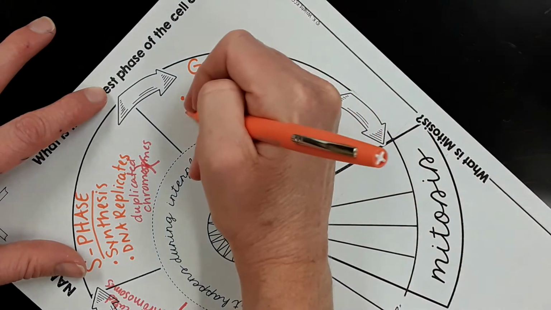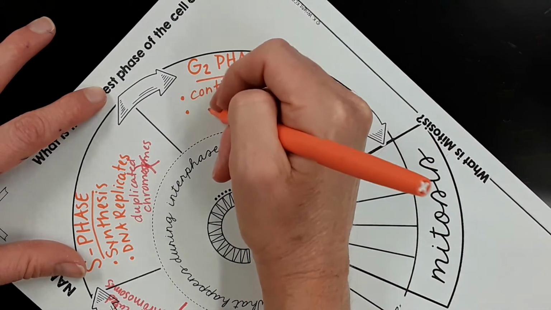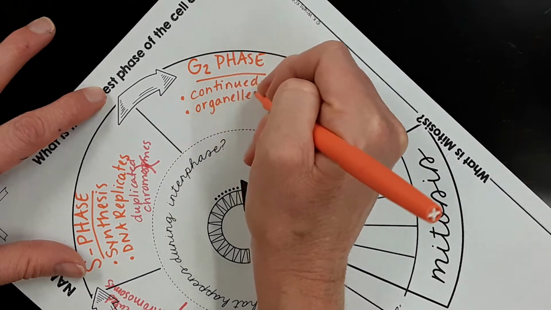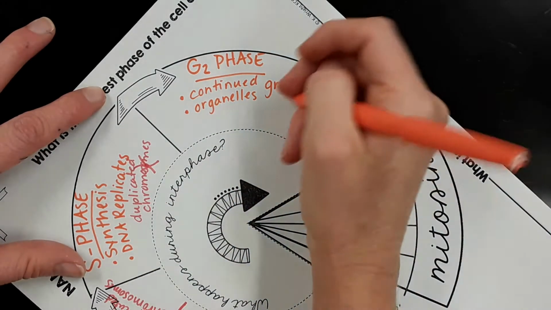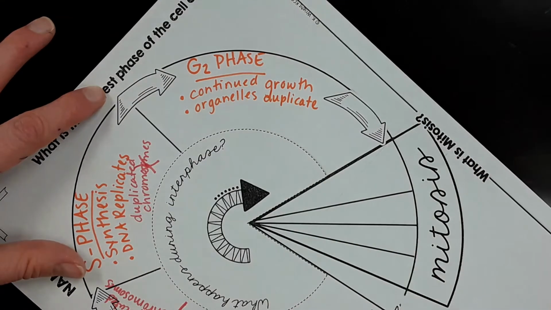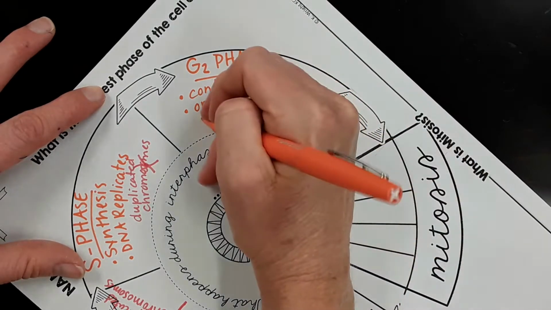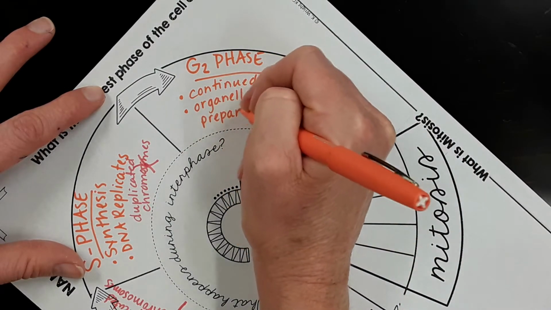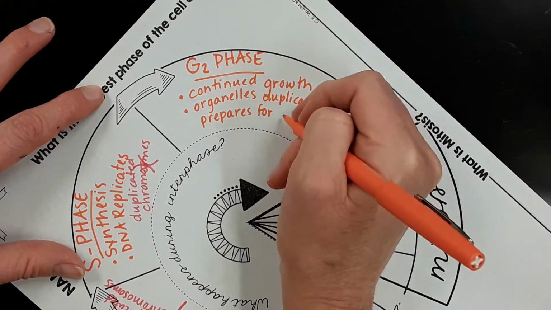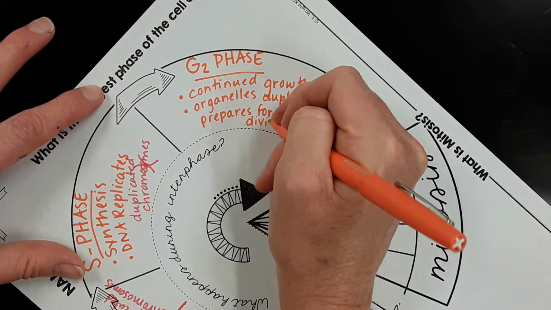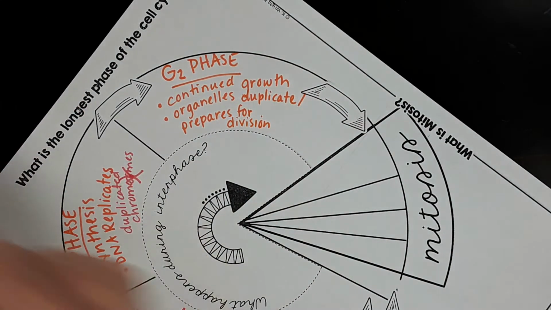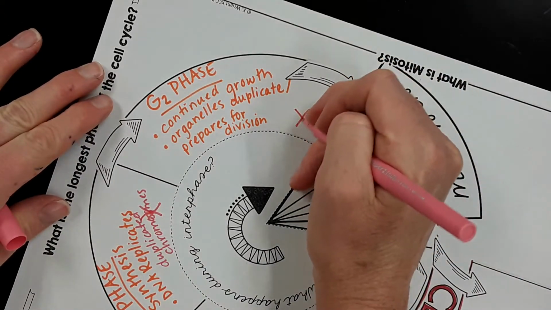And new organelles are going to be produced. The organelles, like the mitochondria or maybe chloroplasts, are going to duplicate for division. And so our cell here is just preparing to divide. The centrioles are duplicated. And our chromosomes are still duplicated chromosomes, ready to divide.